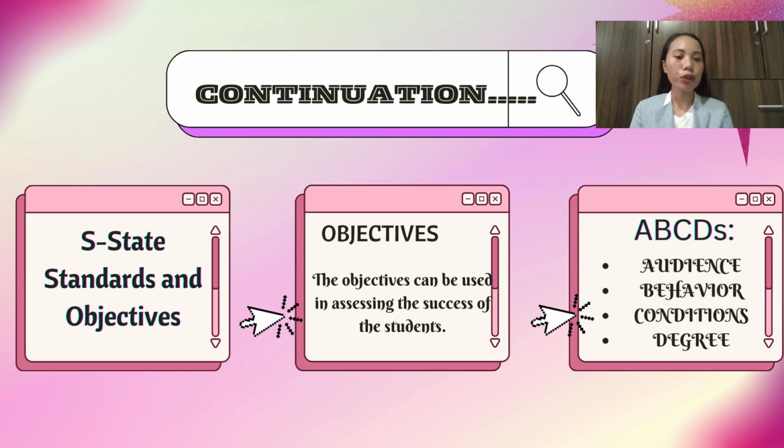So the first one is the letter A, which stands for audience. For whom is the objective intended? Para asa o para kang kinsan ang imong objectives. Okay, the next one is the letter B, which stands for behavior. What is the behavior or performance to be demonstrated? The next one is the letter C, which means conditions. What are the conditions under which the behavior or performance will be observed? And the last one is the degree. To what degree will the knowledge or skill be mastered?